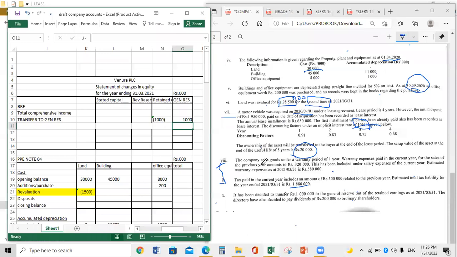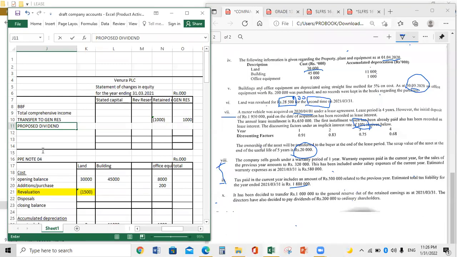If the directors have decided to pay 200,000 to ordinary shareholders, do we record it? It's a proposed dividend. They have decided to pay. Have they paid? No. So it's just a note. You can put like this, guys. You can say proposed dividend, note A. And below that, write.